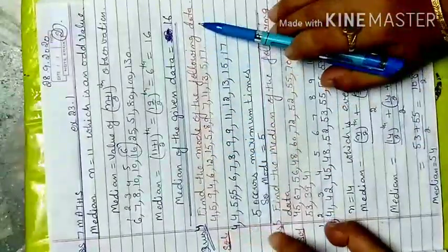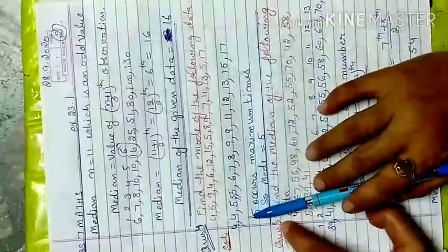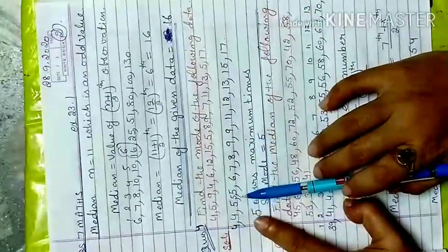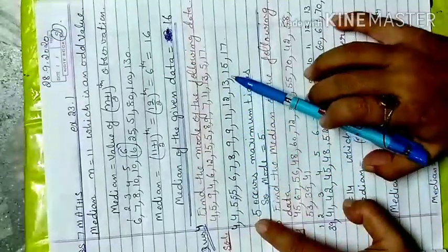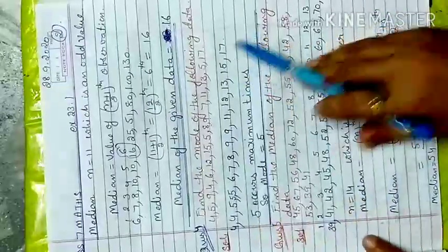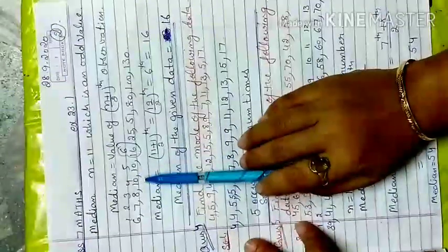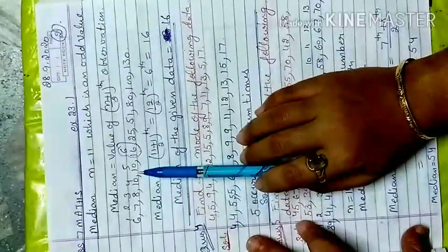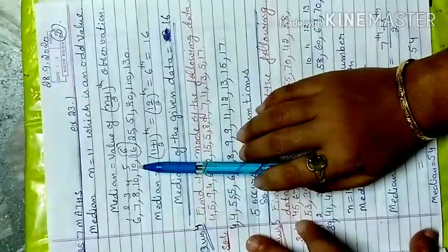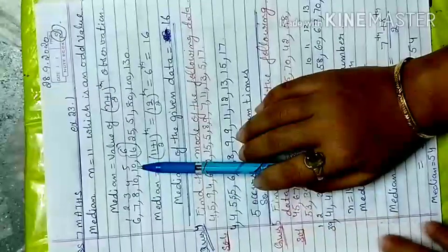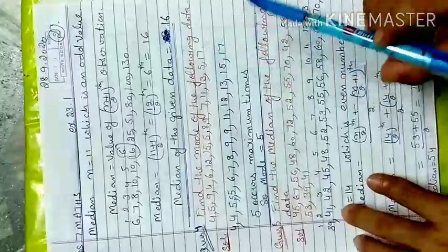Next is find the mode of the following data. If it is only for mode, you arrange the data in ascending order. Like here, if I arrange: 4 two times, 5 three times, 6, 7, 8, 9 two times repeated, 11, 12, 13, 15, 17. Remember one thing, when you arrange the given data, even if a number is repeated, you don't combine the positions. You have to consider them as different position numbers. But remember, for median and mode, data must be in ascending order.